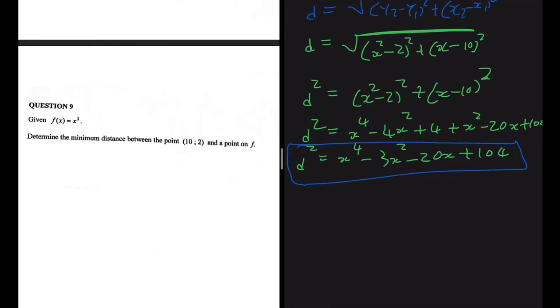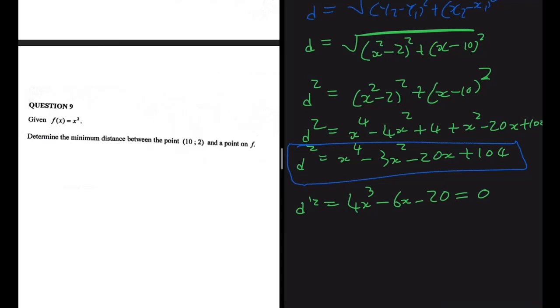So let me go ahead and differentiate this. The derivative of distance squared will be equal to x to the 4, we just apply the power rule. So that will be 4x^3 minus 6x minus 20. We're equating it to 0, right? We want the point that will give us the minimum distance. So now all we have to do is solve this equation here, and we have the value of x of that point, and with the value of x of that point we can substitute it in our distance formula and consequently find the minimum distance between the point and a point on F, right?